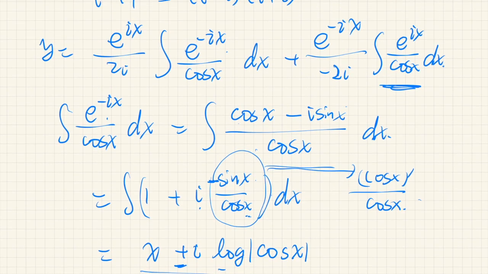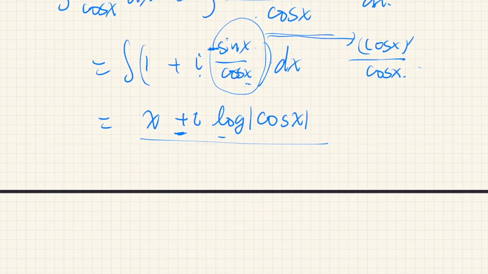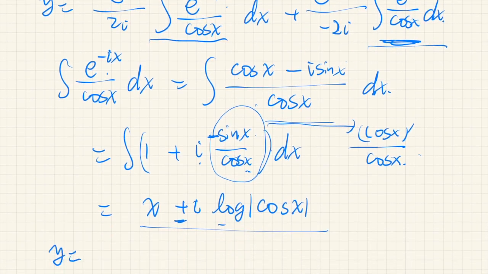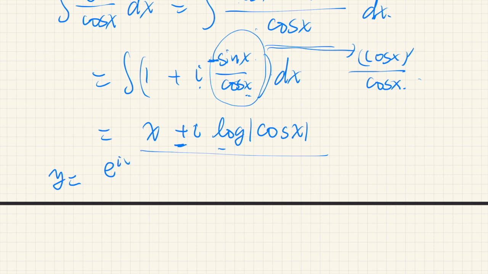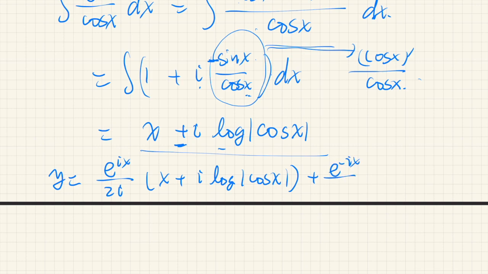So after performing these integrations, we have the special solution as this. Exponential of ix over 2i, x plus i log cos x, and plus exponential of negative ix over negative 2i, and x minus i log cos x.